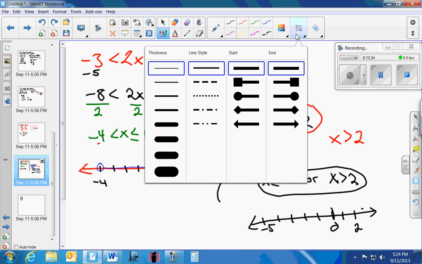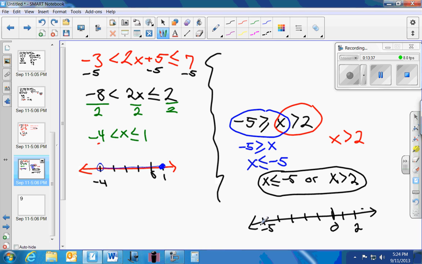So at negative 5, I have a closed circle because of the equal sign underneath my inequality symbol. And I'm going to point the direction that it goes. On 2, it's greater than 2, so I have an open dot. It's not greater than or equal to, just strictly greater than. And then I will have my line going off that direction. Okay, this is what your answer would look like.